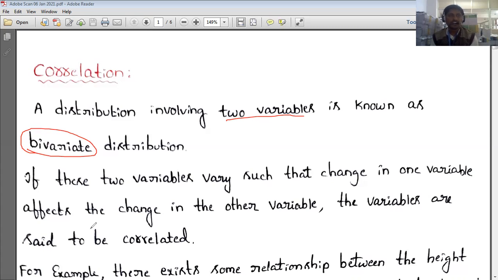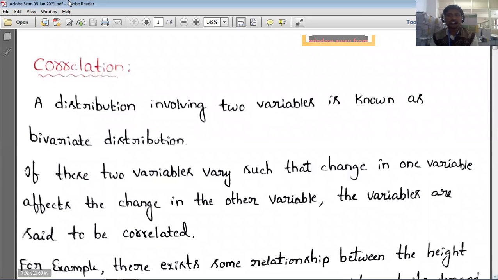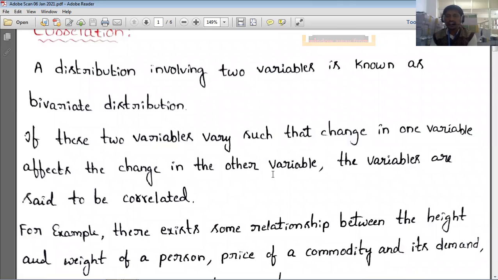Generally, based on age, there is height as well as weight. So there are three variables: age, height and weight. Here we are discussing two variables, and those two variables are said to be correlated if any change happens in one variable and obviously another variable also changes. So we simply said, if these two variables vary such that a change in one variable affects the change in the other variable.